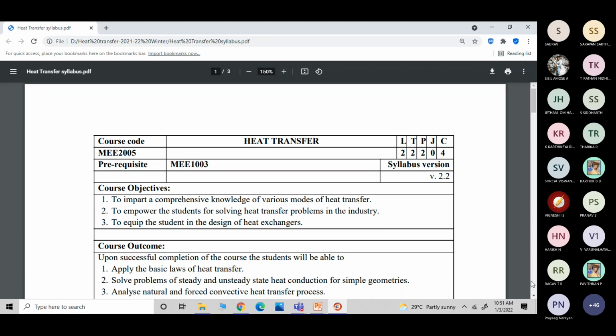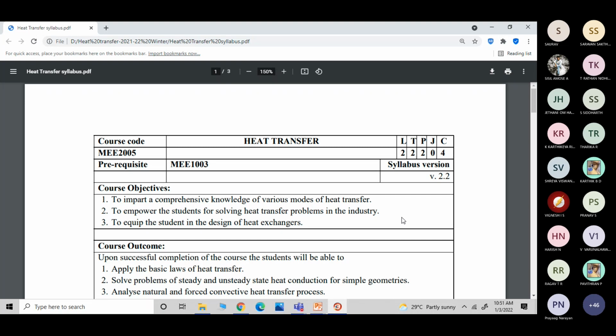This is purely an analytical, numerical subject, so you have to apply whatever you study, based on which you will have problems. The main course objective is to discuss the various modes of heat transfer, conduction, convection and radiation, and how we can give solutions for the heat transfer problems that exist in industry.